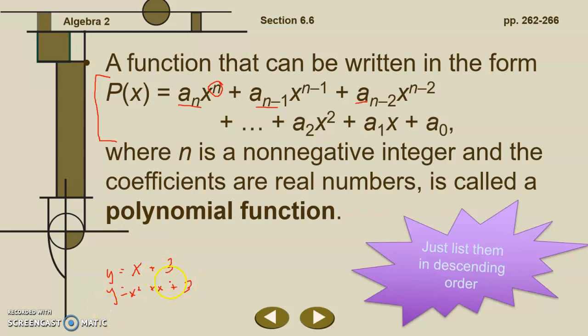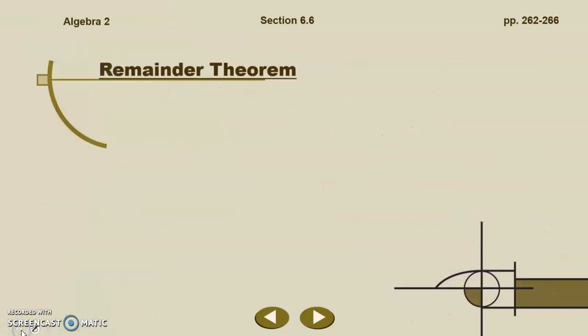Now, these were specific types of polynomials, linear and quadratics. Now, we're going to get into things like x cubed plus x squared plus x plus 3. And we've already seen these longer polynomials when we were doing long division and synthetic division, so these shouldn't be too scary. Let's start off by looking at our remainder theorem.